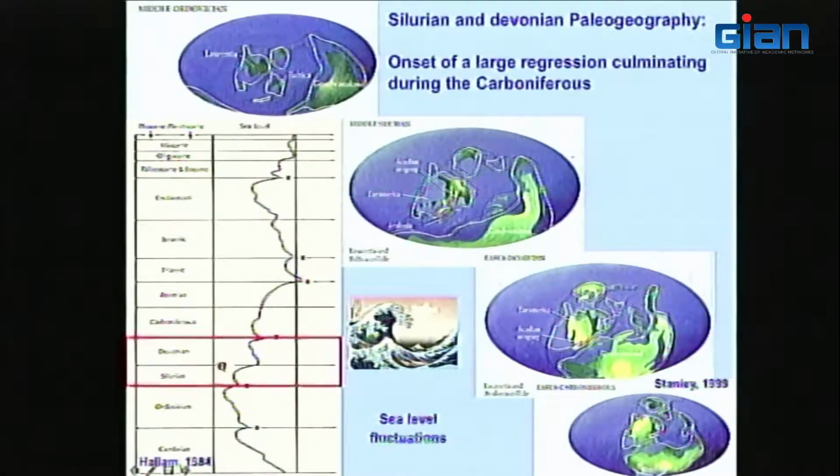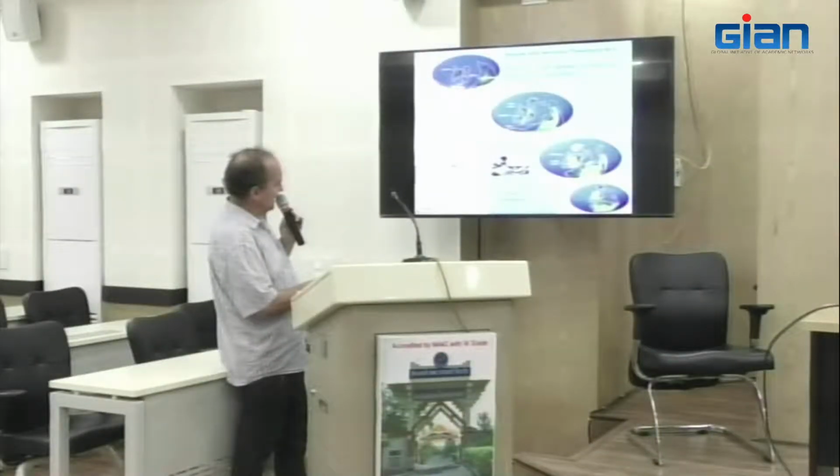And this is the Silurian Devonian. So you can see that, as we said yesterday, from the Cambrian up to the middle upper Ordovician, you have a sea level increase, a huge transgression. Sea level remains quite high in the Silurian, but then you have a huge regression, a sea level drop, which will culminate during the Carboniferous and the Triassic. So sea level is quite high during the Silurian, but becomes lower and lower during the Devonian.